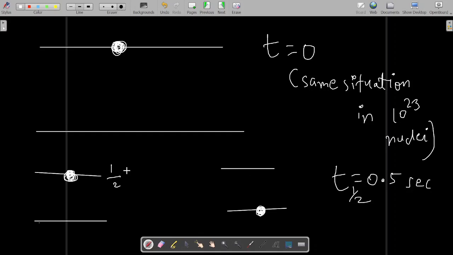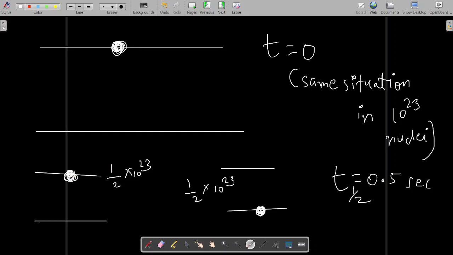1 by 2 into 10 to the power 23 will be like this, and 1 by 2 into 10 to the power 23 will be like this. So let us see. At time t equal to 0, this particular situation was there in 10 to the power 23 nuclei. Now after half life, that is t half, that is 0.5 second, what will happen?